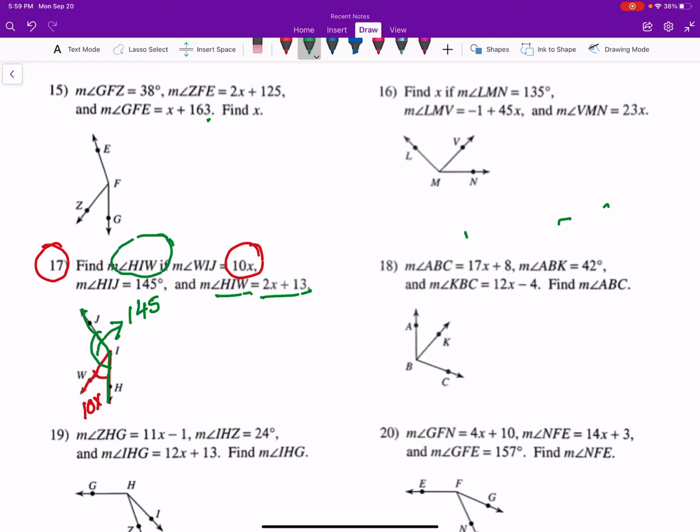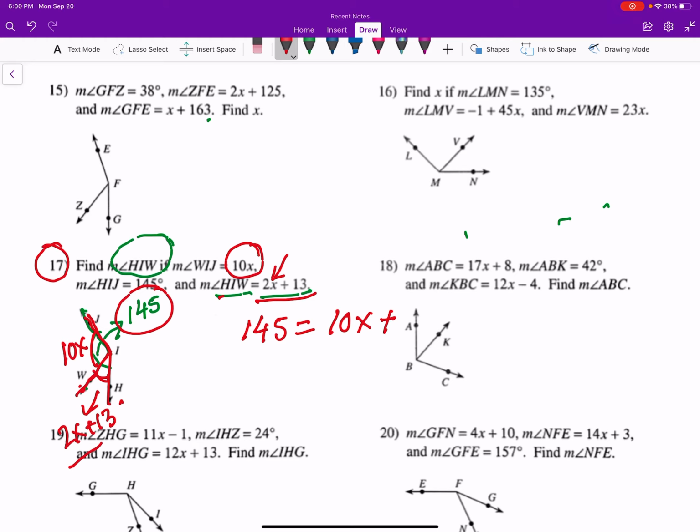HIW, I should not put this one here. That one was WIJ, sorry. WIJ is 10x, and this HIW is your 2x plus 13. Now to find out 2x plus 13, you need the value of x. So you need to equalize. So this whole HIJ, which is 145, equals this angle WIJ, which is 10x, plus angle HIW, which is 2x plus 13.